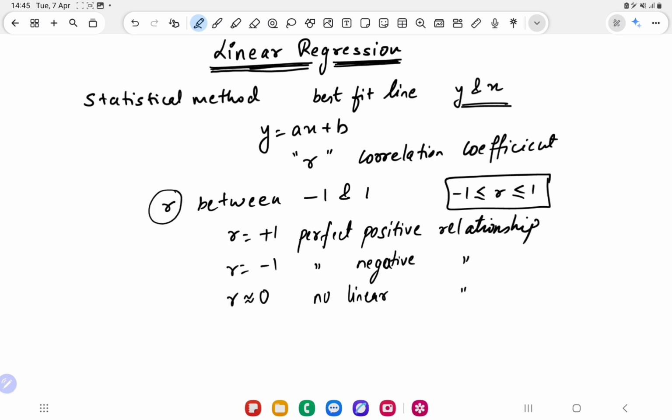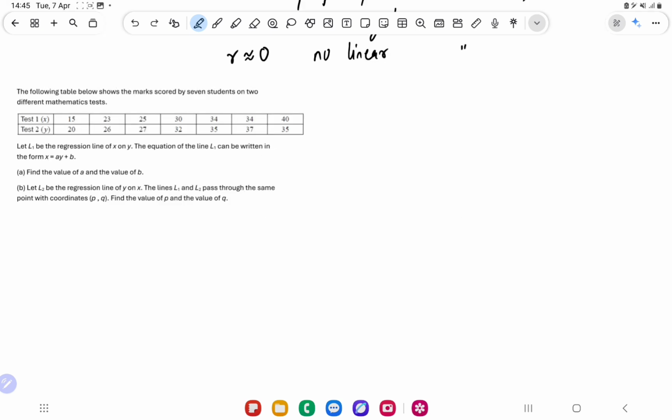Now let's see how to calculate linear regression step by step. I will be taking one example like this. In this question, the following table shows the marks scored by 7 students on 2 different mathematics tests. So the scores are in front of you. Let L1 be the linear line of x on y.